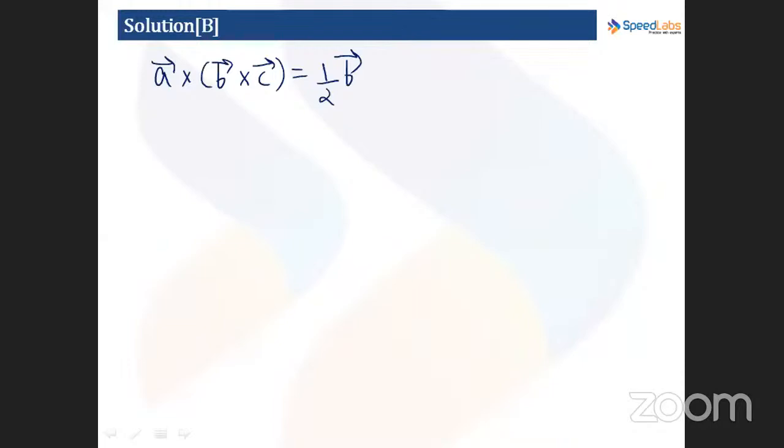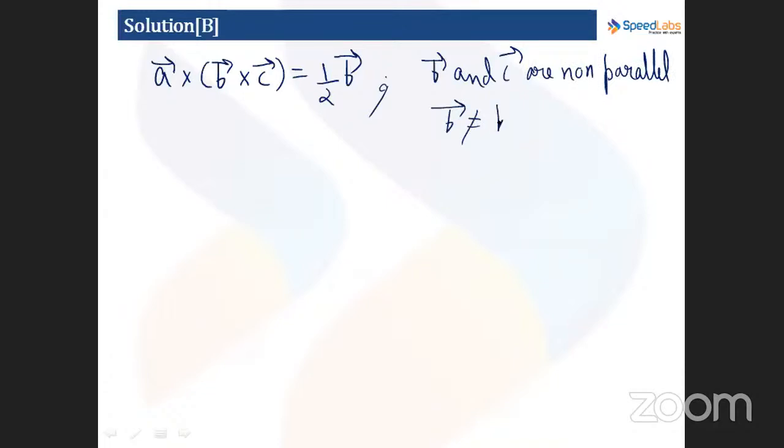Okay, fine. So this was given. And what was the second hint I spotted? That B and C are non-parallel. If B and C are non-parallel, that means clearly B vector is not equal to k times C vector. Okay, we'll use it somewhere if needed. Now let's start with this.